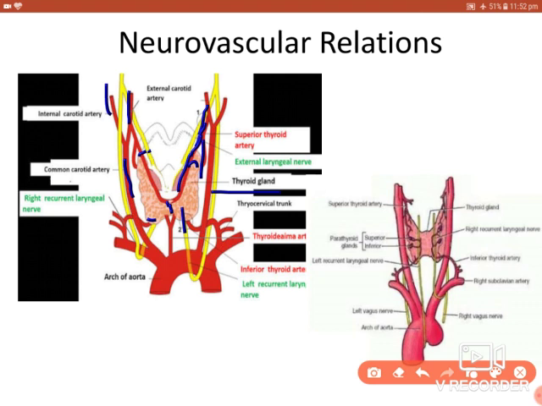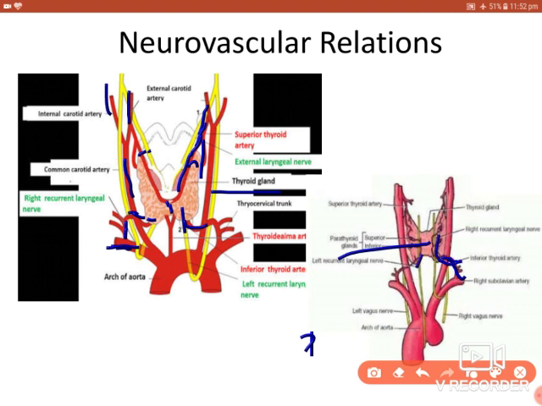So this one is the subclavian. Here it's providing the thyrocervical trunk. From there, this inferior thyroid artery is coming. The inferior thyroid artery is going to the posterior. See, this is the posterior view. You can see here, this is the thyroid gland. You can see the inferior thyroid artery is going to this posterior aspect.